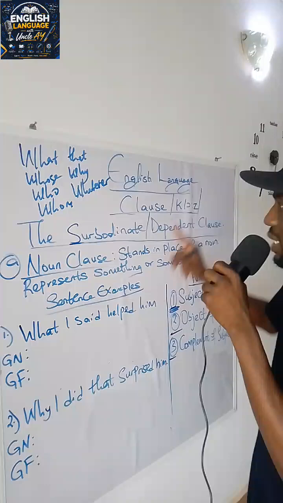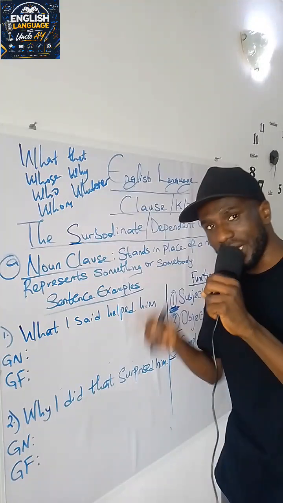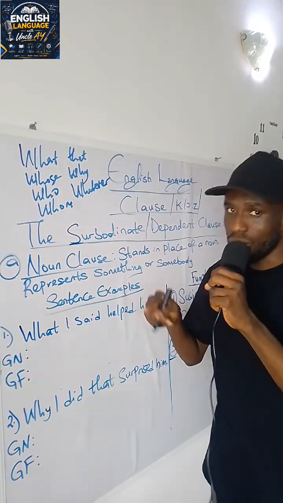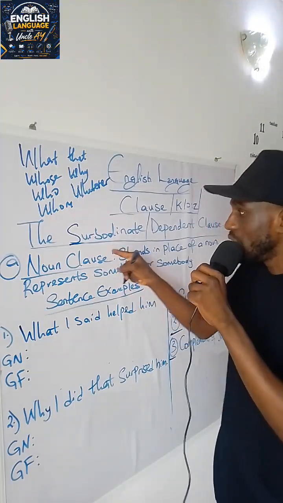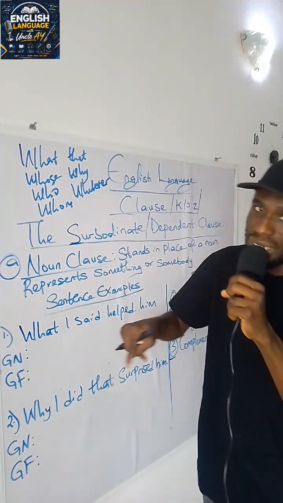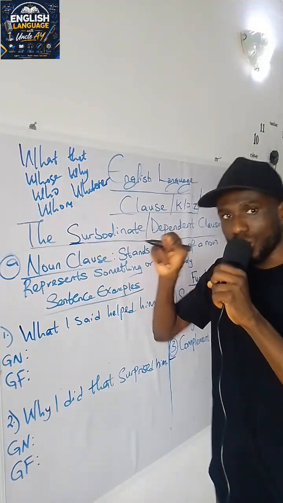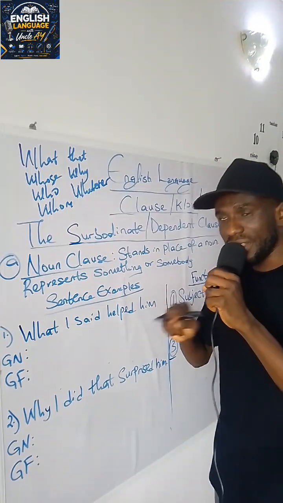So let's not forget what a clause is again. A clause is a group of words that possess a finite verb, and because it possesses a finite verb, it may or may not make a complete sense, thought, idea, or expression. And then we are looking at the second type here, which is the subordinate or the dependent clause. And the subordinate or dependent clause, I said earlier, is one that cannot stand on its own to express that clear-cut idea despite possessing a finite verb.